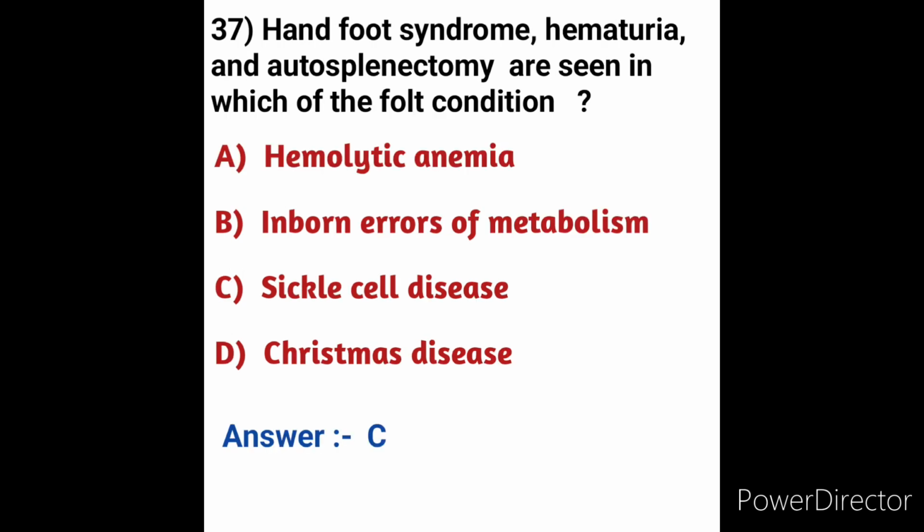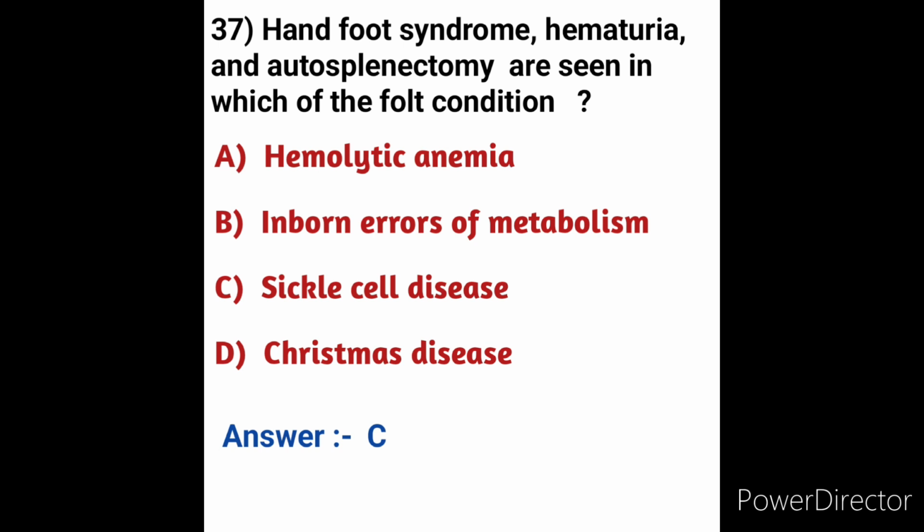Hand foot syndrome, hematuria and autosplenectomy are seen in which of the following conditions? Sorry friends, I mistakenly said float; it is following. Please make the correction, friends. Option A hemolytic anemia, option B inborn errors of metabolism, option C sickle cell disease, and option D Christmas disease.